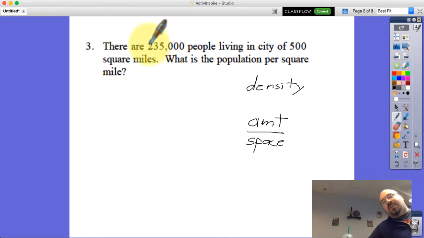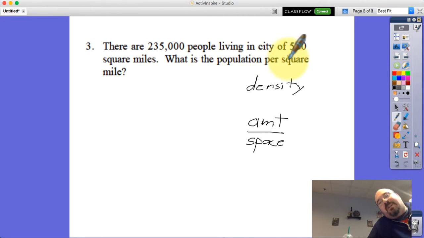Here, we've got a situation where we're talking about a certain number of people living in a certain area. So we want to know the population per square mile. That's a density. So in fact, sometimes people will talk about the population density. You can live in a small city with lots of people, and that would be a high population density. You can live in a big city with not very many people. That's low population density, or any combination.